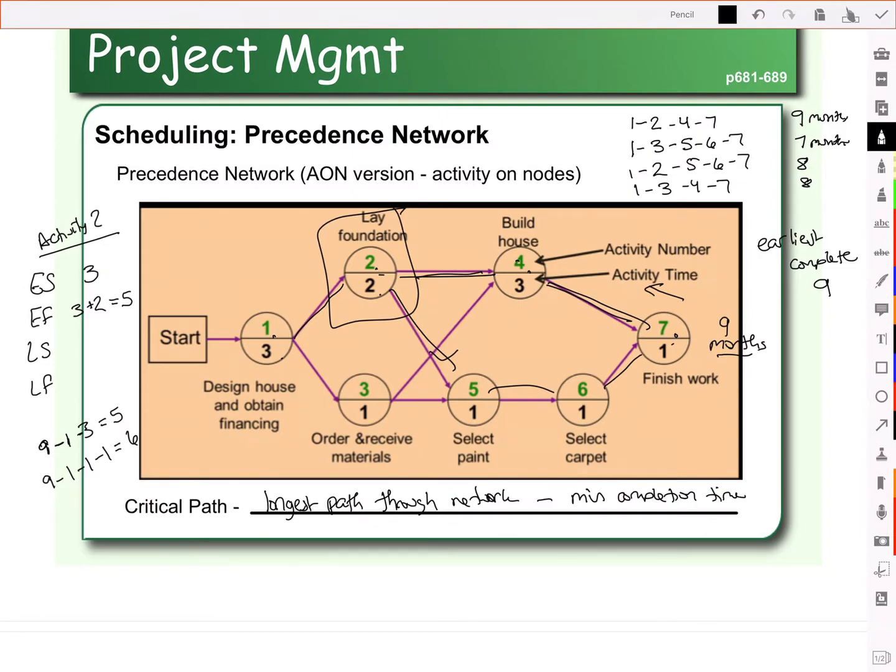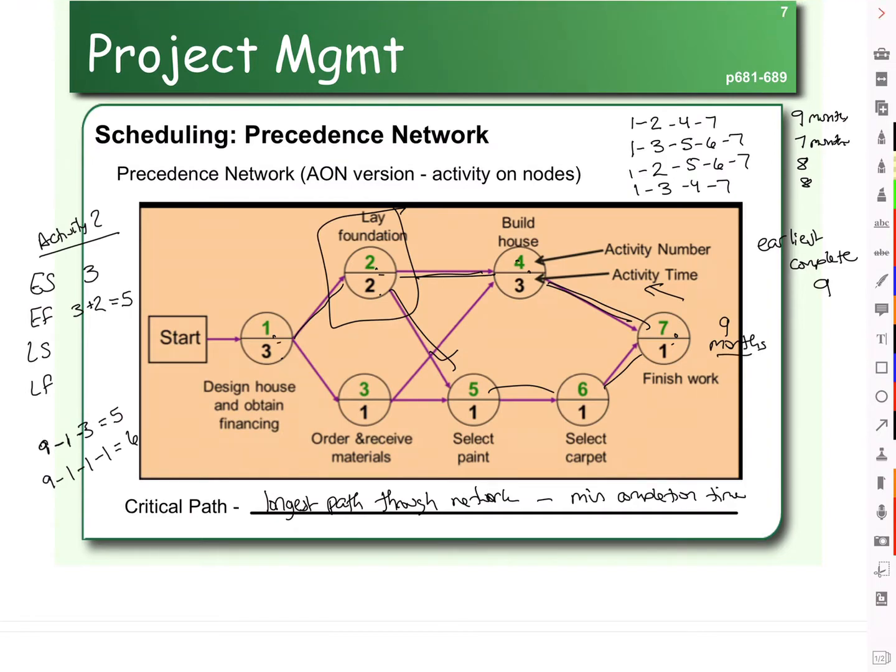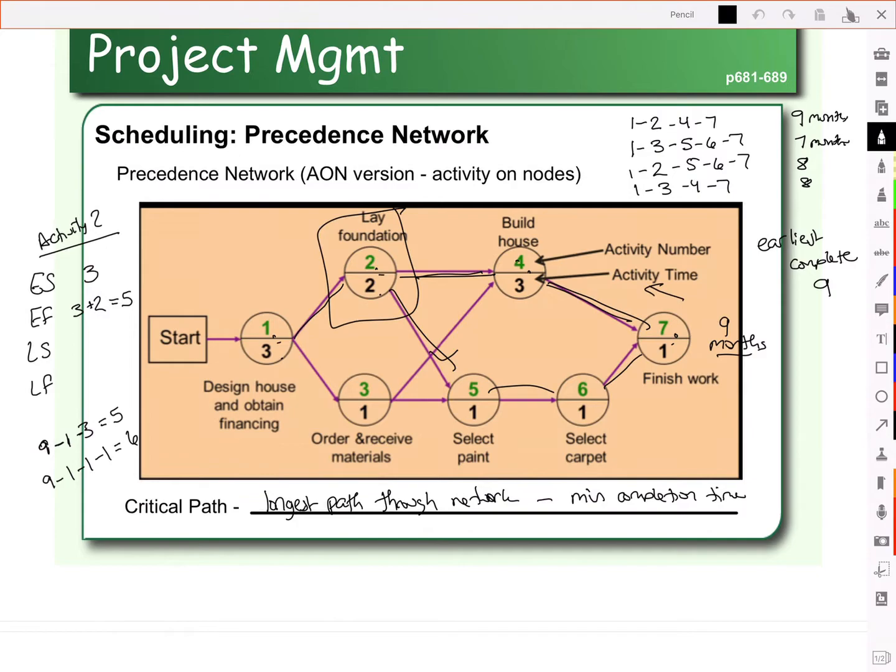So if we are looking at the path where we go 1, 2, 4, 7, then when the 9-month deadline hits, we have to have already done activity 7, which takes 1 month. And we already have to have done activity 4, which takes 3 months. So if there's 4 months worth of work still left to do after activity 2, then the latest we could finish would be at month 5. Now this only takes into consideration this path here.